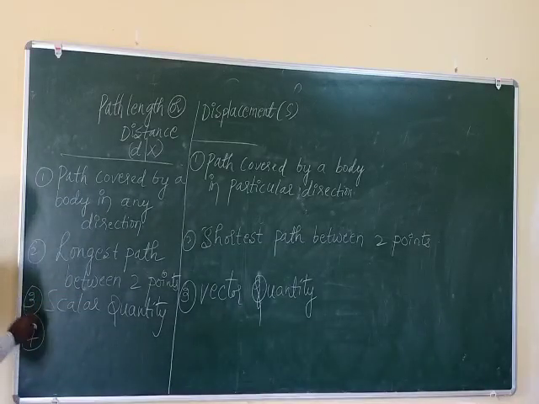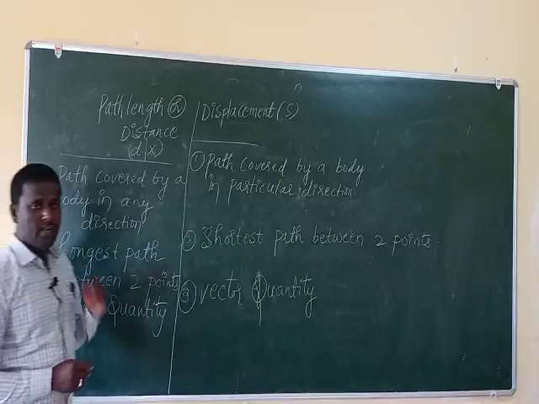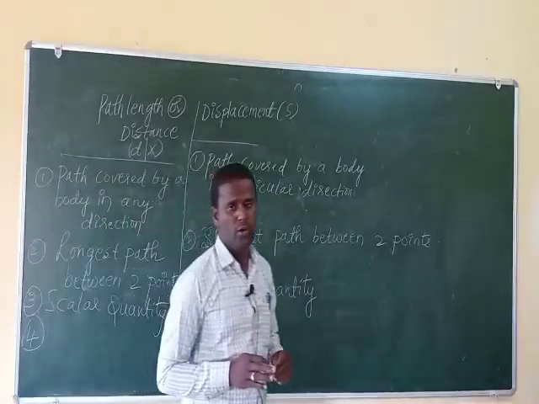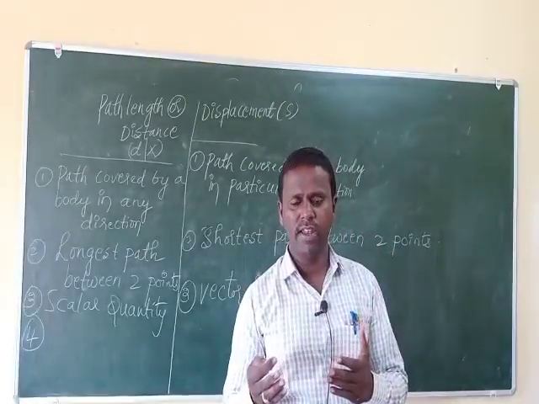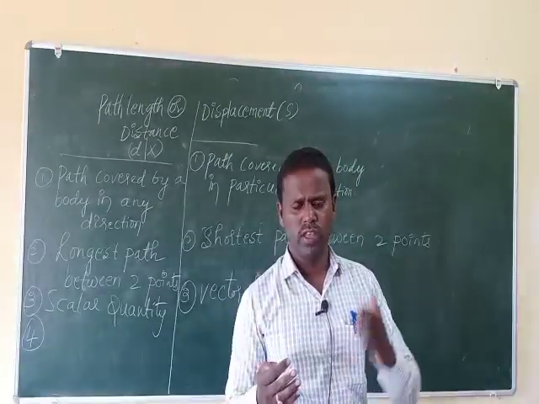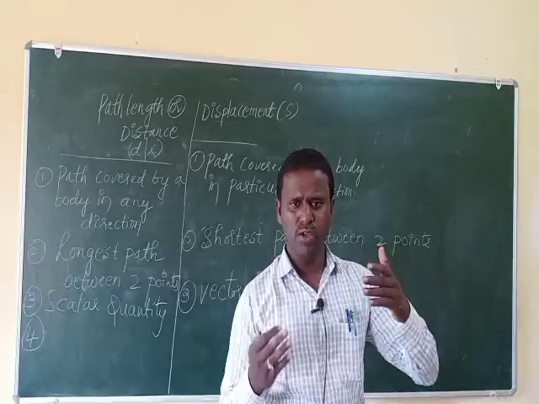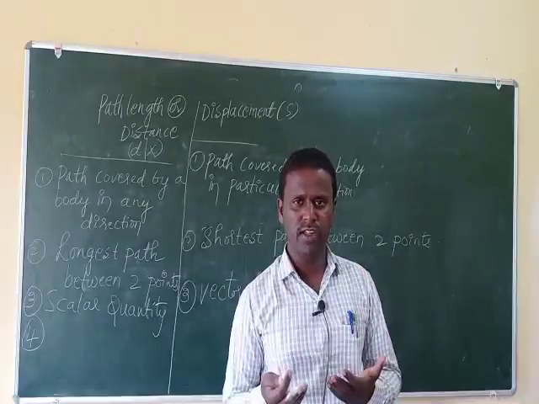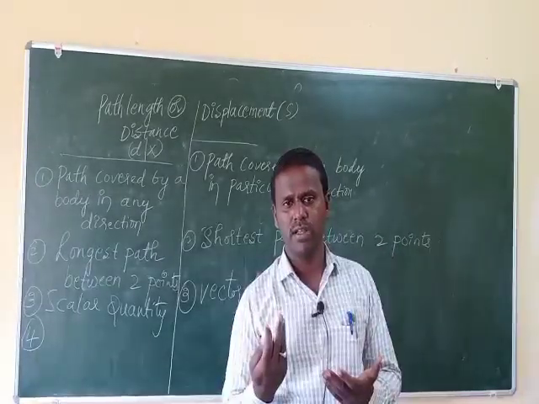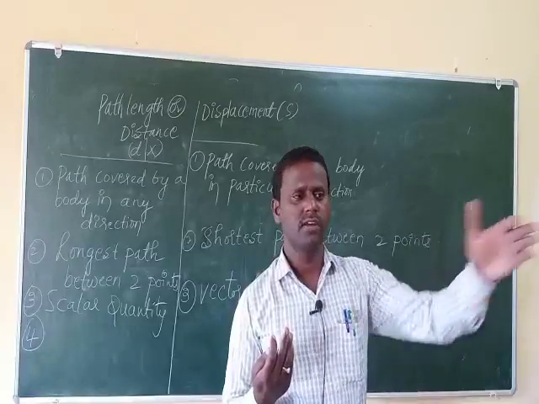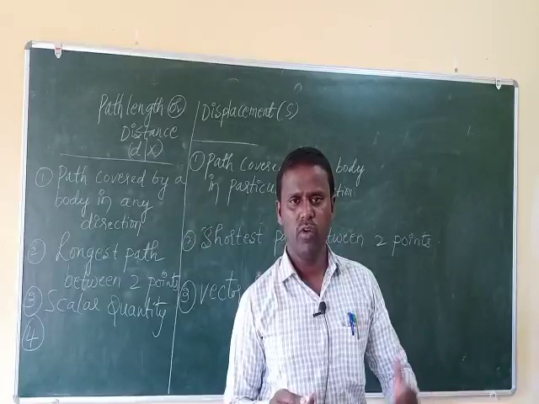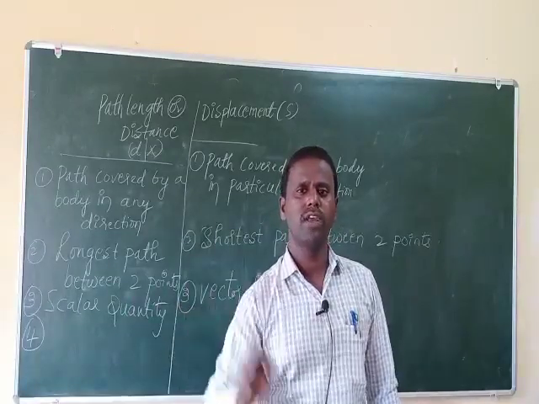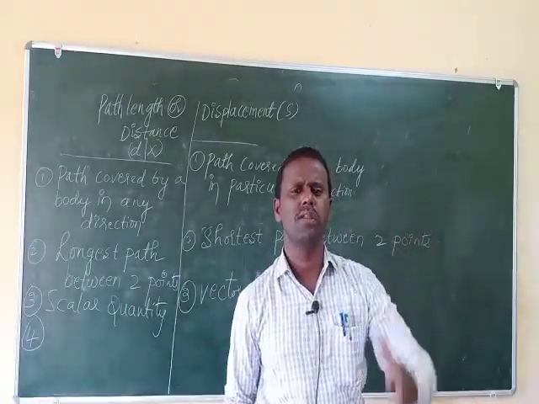Next one, see here, distance is always a positive value. Distance cannot be said as negative or zero. Whether you express the distance in a negative anyway, distance between my village and my friend's village is 0 kilometers. Is it right? It is not right. At least 0.5 kilometer, 0.1 kilometer.